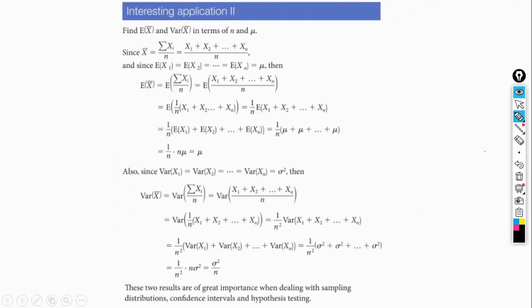So in the next slide, you're going to find something labeled Interesting Application 2. And they're talking about the expected value for a mean and the variance for a mean. So it turns out that the expected value for a whole group is just going to be the expected value for one individual. And that the variance of the mean, or the variance for the whole group, is going to be the variance for one individual divided by the number of people in the group.